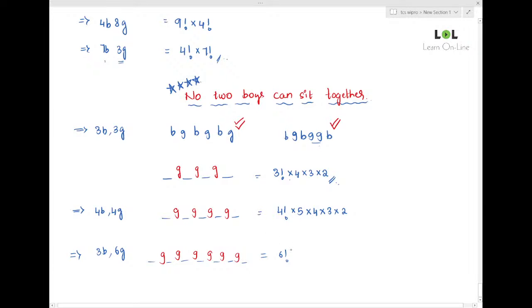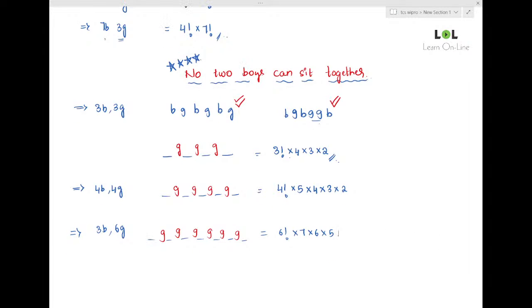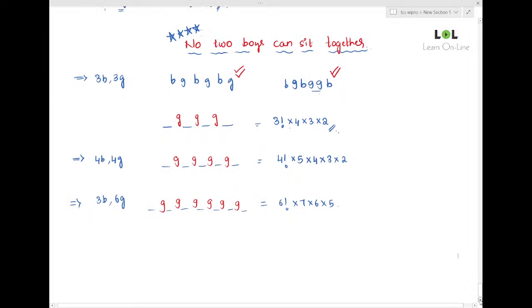So when the first boy comes inside, he can sit in 7 ways. Second boy can sit in 6 ways. 6 chairs will be available. Third boy can sit in 5 ways. That will be my answer. Now, we should answer it directly without writing the positions.